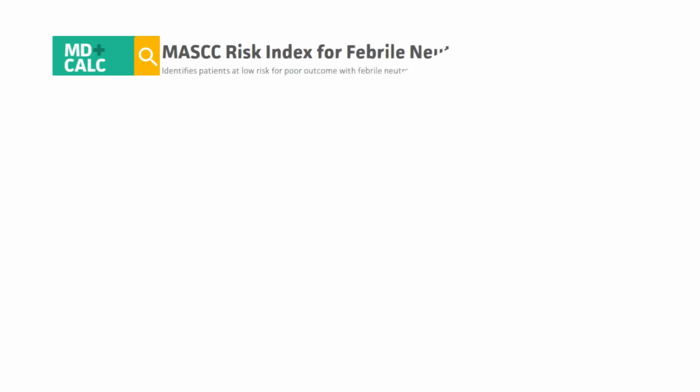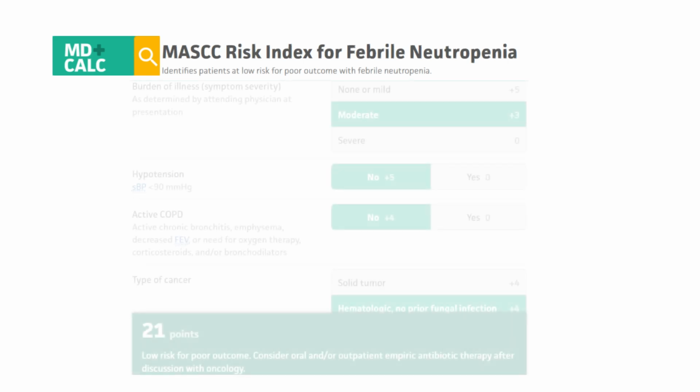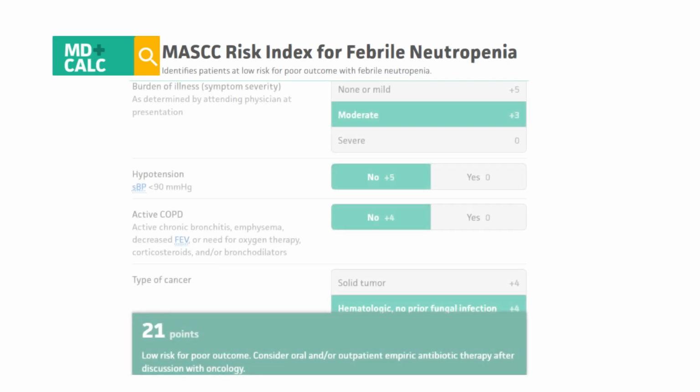For the management, we will first stratify our patients as high or low risk of poor outcomes. We will use the Multinational Association for Supportive Care in Cancer score, or MASCC score. This score can be easily found online. For example, MedCalc has it included in its calculators.